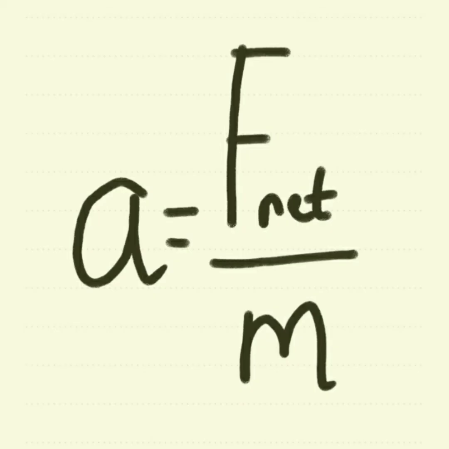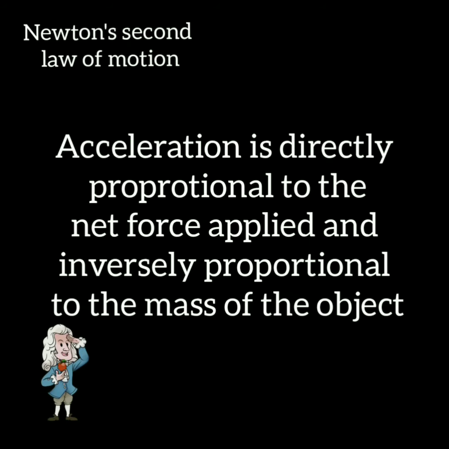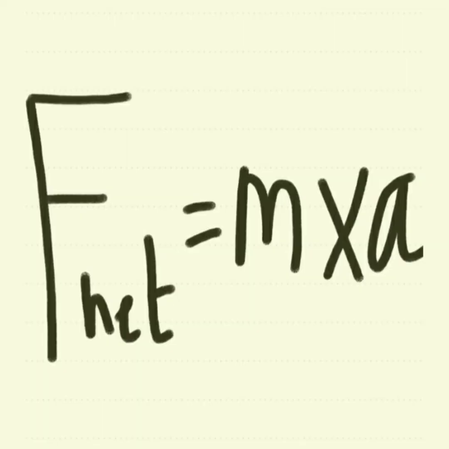Mathematically, the second law of motion can be written as acceleration is equal to net force by mass. In simple words, acceleration is directly proportional to the net force applied and inversely proportional to the mass of the object. Or we can understand it like net force is equal to mass into acceleration.